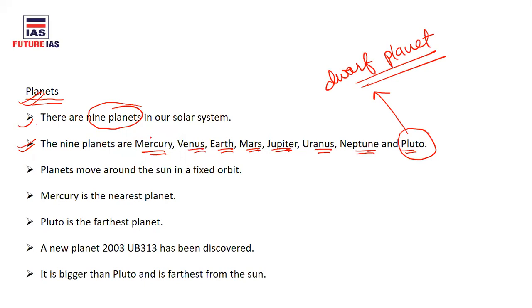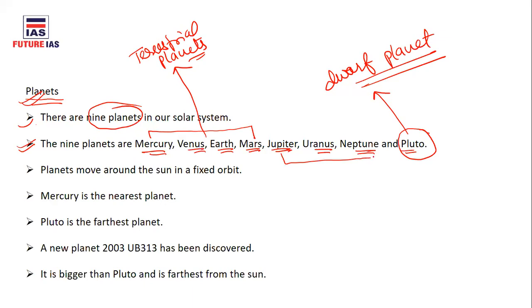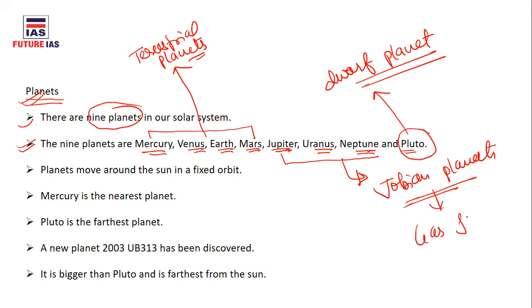Moving further, Mercury, Venus, Earth, and Mars are also called terrestrial planets. These terrestrial planets are also called Earth-like planets. The remaining ones, Jupiter, Uranus, and Neptune, are called Jovian planets. Jovian planets are called gas giants, which means they have a gaseous envelope. Instead of having a solid surface like Mercury, Venus, Earth and Mars, they basically have gaseous particles.